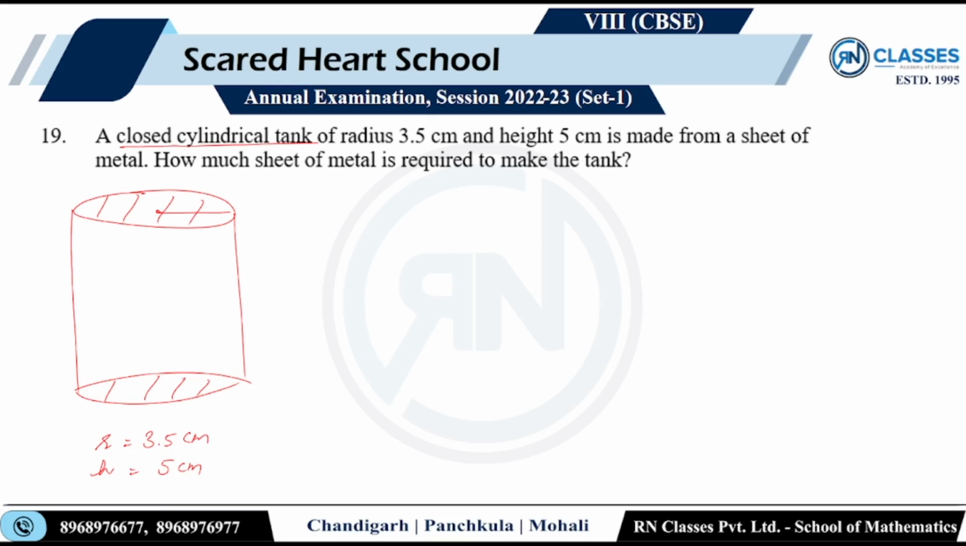अब how much sheet metal is required? Sheet metal कितना required है? It will go from total surface area. Total surface area होता क्या? It will be 2 pi r, r plus h. So 2 into 22 by 7 into r. R it is 3.5 into 3.5 plus h, that is given to be 5.